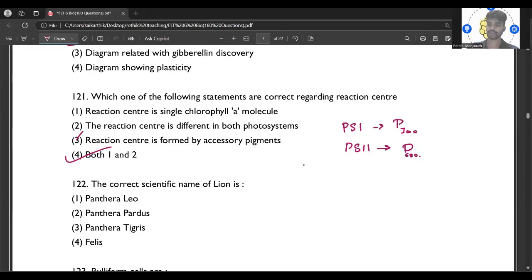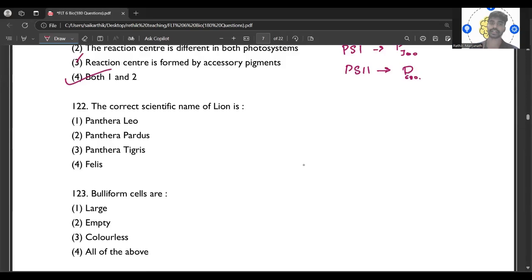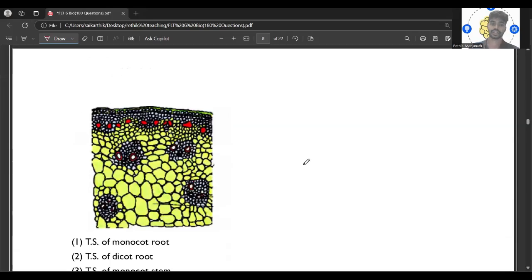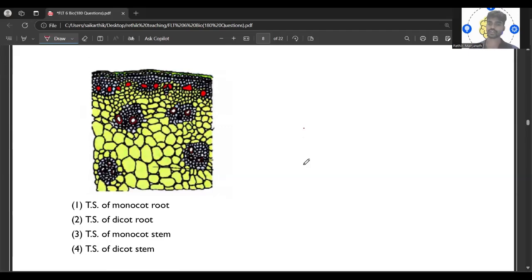Next is 122. The correct scientific name of lion is a very simple question. The correct scientific name of the lion is Panthera leo. 123: bulliform cells are large, empty, and colorless. So option 4. Next is diagram based. The given diagram is the TS of monocot stem.